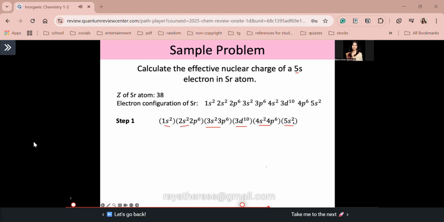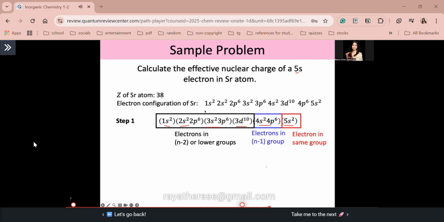So, yung other electron in the 5s orbital contributes to the shielding constant. So, it's an electron in the same group. Now, may effect din sa shielding constant ang electrons in n-1 group. Since n is equal to 5, then n-1 is equal to 4. So 4s2, 4p6, sila yung electrons in n-1 group. And the rest of the electrons here, sila naman yung electrons in n-2 or lower groups.